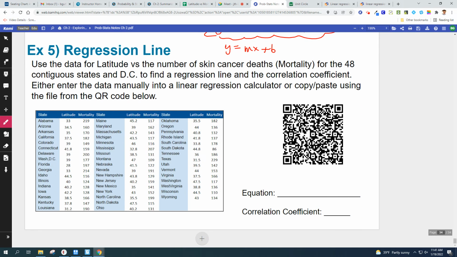Number 5, regression line. Use the data for latitude versus the number of skin cancer deaths, mortality, for the 48 contiguous states and DC. To find a regression line and the correlation coefficient, either enter the data manually or copy paste using this file from the QR. Okay.